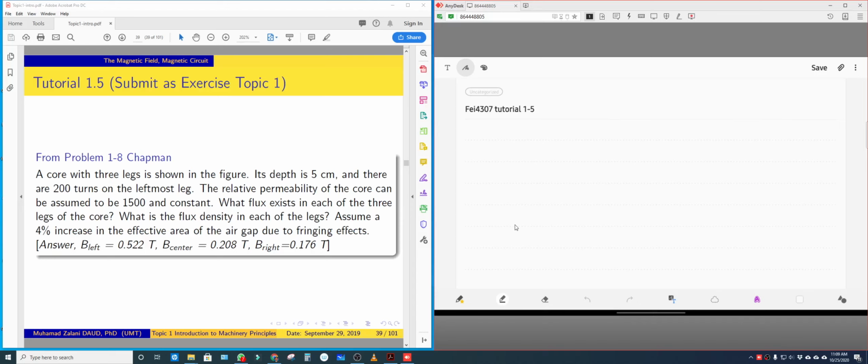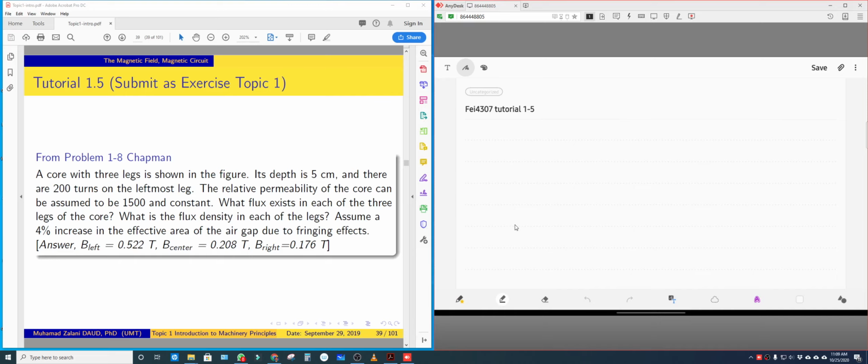Okay, now let's move on to tutorial 1.5. This is from problem 1.8 of Chapman's book, Electric Machinery Fundamentals. So let me read the question first.